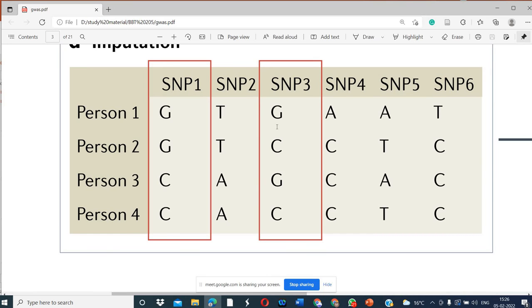Person 1 and 3 are grouped on what basis? In case of SNP 3, G is similar. Person 1 and person 3, G similarity is happening here. C grouping is happening, person 2 and 4 are grouped. The same thing is happening here in case of SNP 5. So we can say SNP 3 and SNP 5 are common variants. Are you getting? Yes, ma'am. SNP 3 and SNP 5 are common variants here, or we can identify the rare variants.